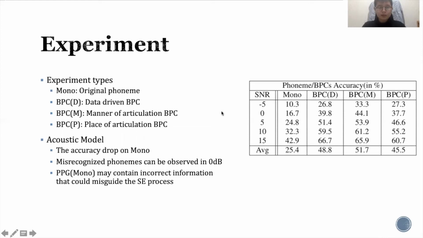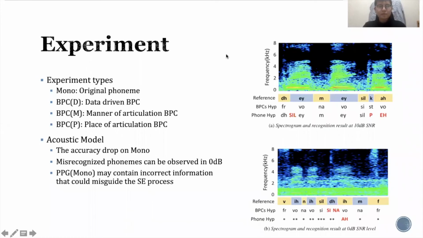At 0 decibel, a significant drop in accuracy can be observed in the monophone experiment, while the accuracy of the BPCs is still acceptable. This graph visualizes the prediction results. The stars in the graph mean deletion, and the red ones mean substitution or insertion. When the SNR is 10 decibel, the graph shows that both the BPC and the phoneme recognition results are correct. But when the SNR is 0 decibel, the recognition results of the phonemes drop dramatically, while the accuracy of the BPCs is still acceptable. The misrecognized phonemes will bring incorrect information that misguides the SE process.